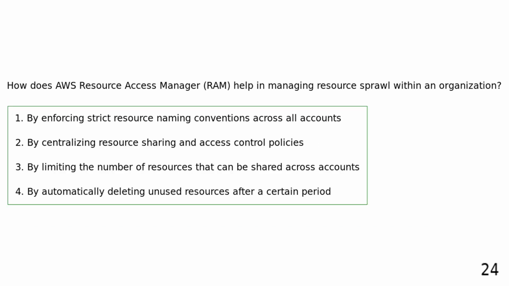How does AWS Resource Access Manager help in managing resource sprawl within an organization? By enforcing strict resource naming conventions across all accounts. By centralizing resource sharing and access control policies. By limiting the number of resources that can be shared across accounts. By automatically deleting unused resources after a certain period.